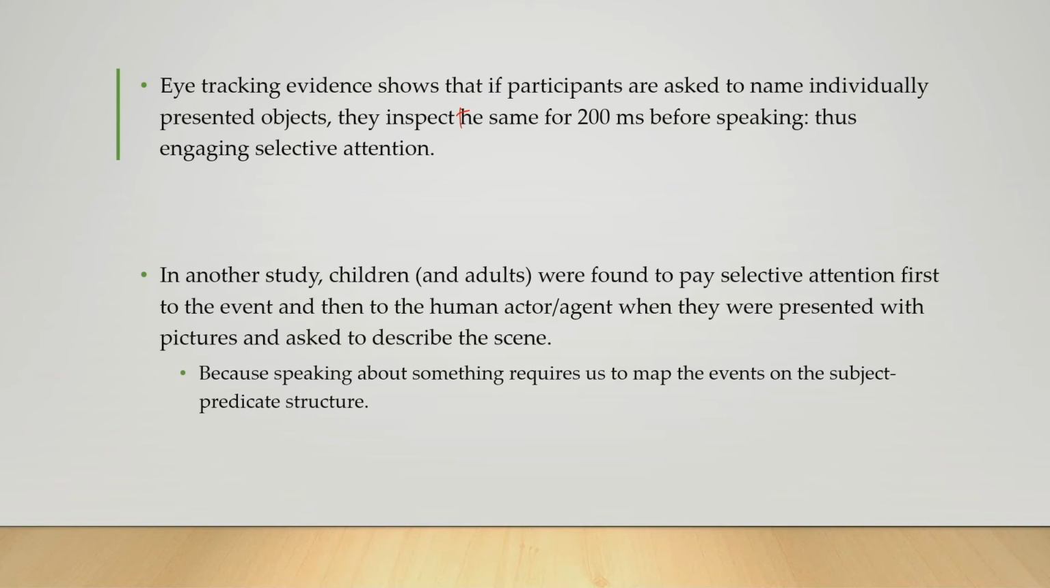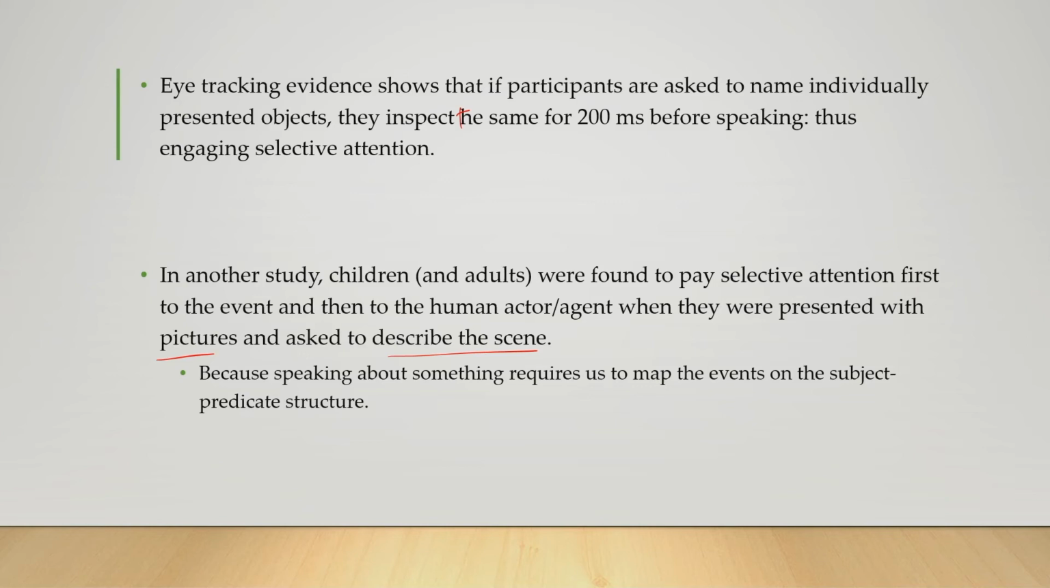In another study, children and adults were found to pay selective attention first to the event and then to the human agent. There were displays of various normally occurring scenarios, and they were asked to describe the scene, right. So, presented with pictures and asked to describe what is happening, the first attention was deployed at the event aspect of the picture. So, if somebody is playing, that part of the picture they focused on first, and then they looked at the agent who is carrying out that particular activity.